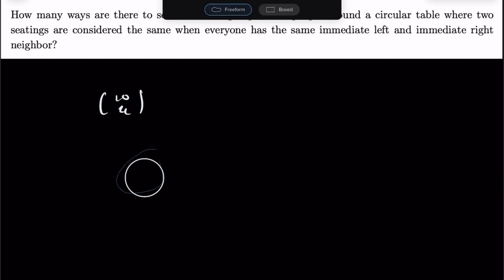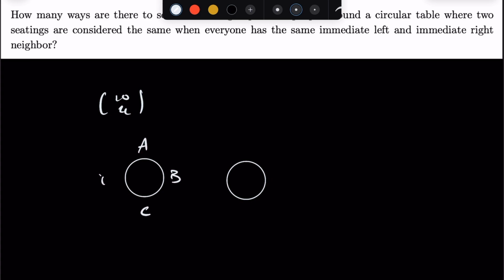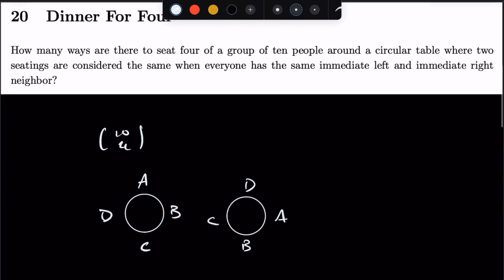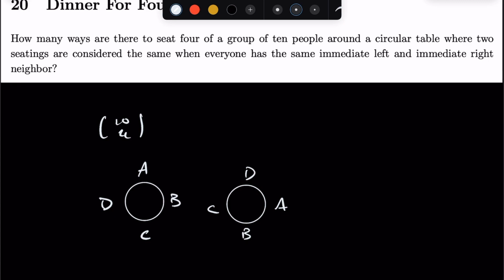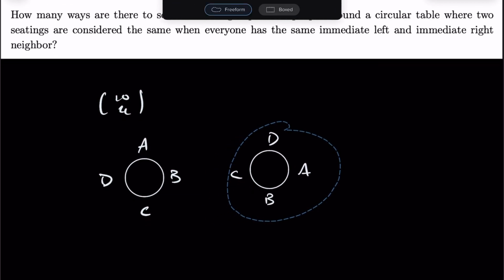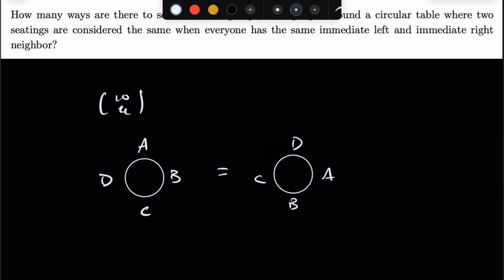It's important to note when solving this problem that the following 2 are identical when counting the number of ways to order our 4 people. And the reason for this is because to the left and the right of each of the 4 participants at this table, they have the same corresponding neighbor. As a result, these 2 counts would be identical when solving this problem.